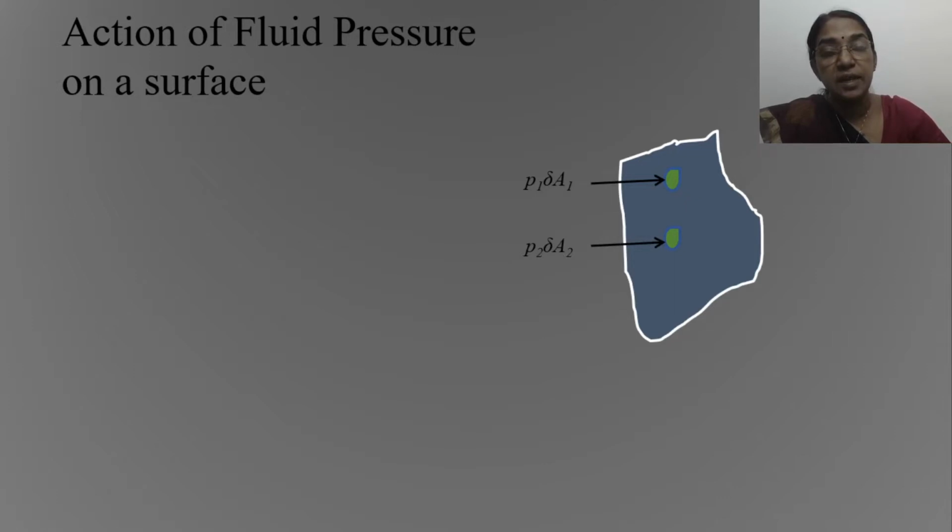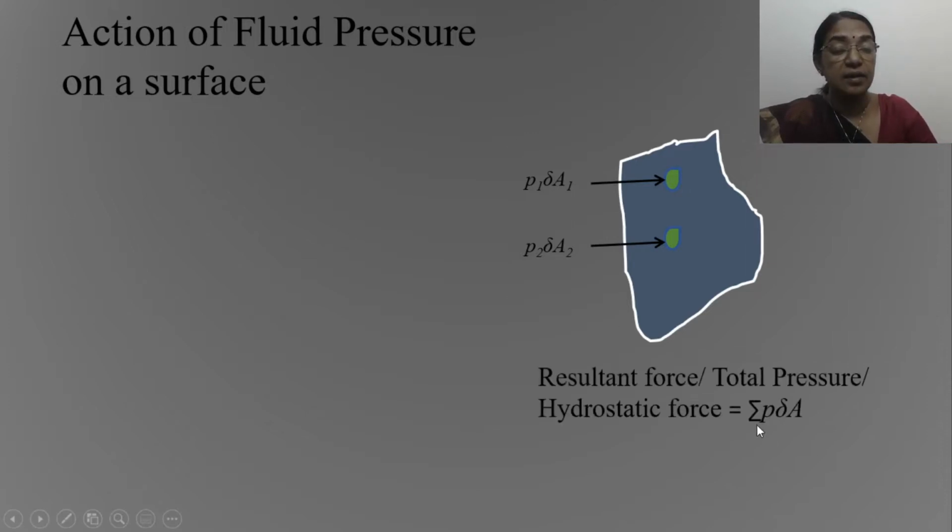If the fluid pressure acts on a surface, all the pressure forces acting on the small elements can be represented by a single force that is called the resultant force. If the surface is plane, all the pressure forces acting on the small elements will be parallel and perpendicular to the surface. So the resultant force is also perpendicular to the surface and it acts through a point called the center of pressure. So the resultant force can be represented by sigma P into delta A.